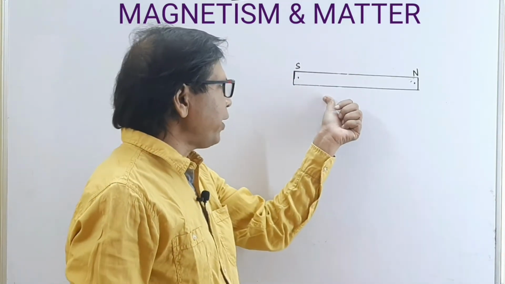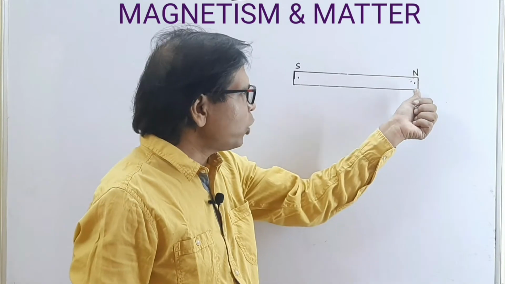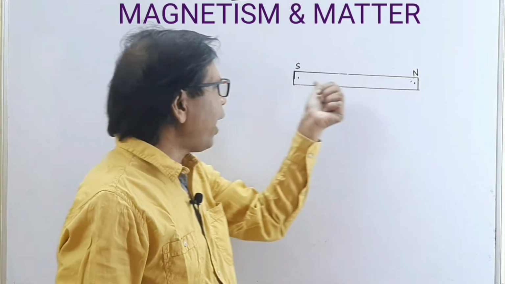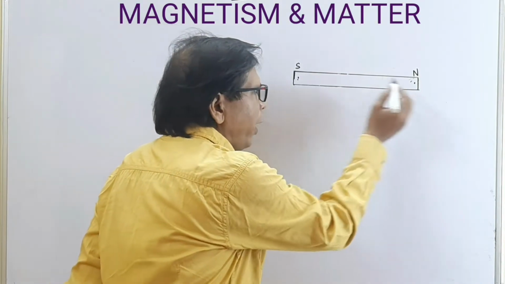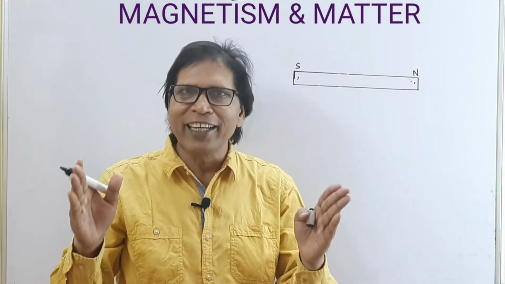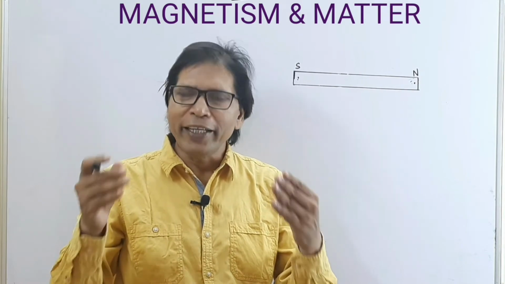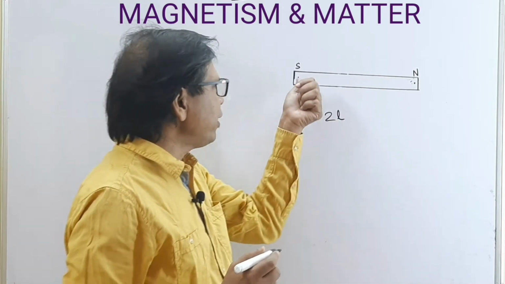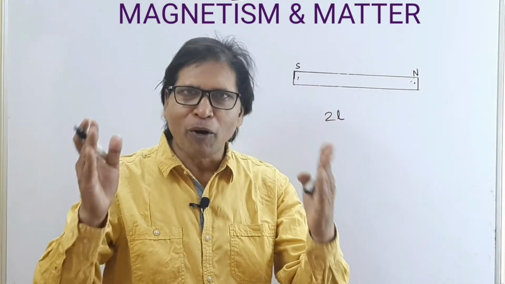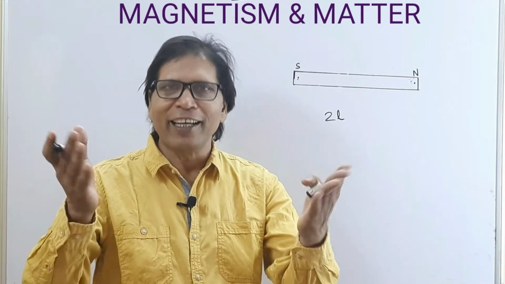Okay? Now next, bar magnet. A bar-shaped magnet is called a bar magnet. Its one end is North Pole and the other end is South Pole. The North Pole and South Pole are not at the extreme ends. They are slightly inside the ends. The distance between South Pole and North Pole is called magnetic length. Generally, we take magnetic length as 2L. So look at this, the magnetic length is slightly smaller than the geometric length.